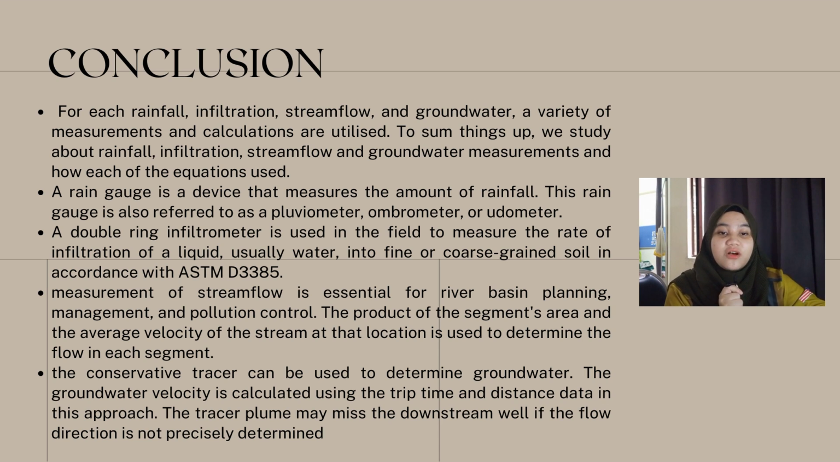Moreover, measurement of stream flow is essential for river basin planning, management, and pollution control. The product of the segment's area and the average velocity of the stream at that location is used to determine the flow in each segment. After that, the total discharge is estimated by combining the results from each section of the river.